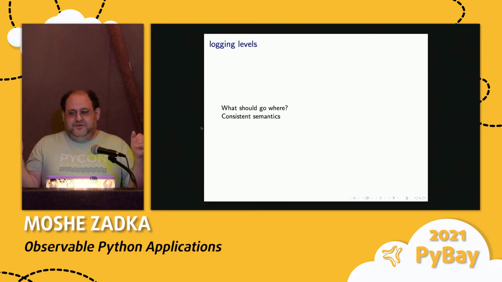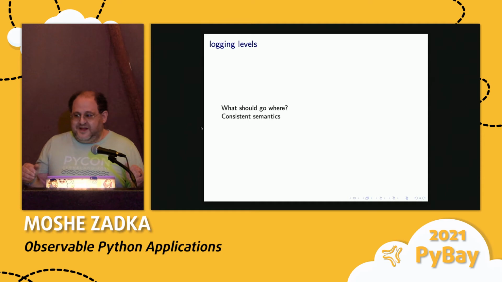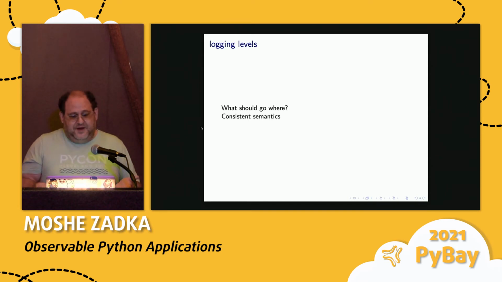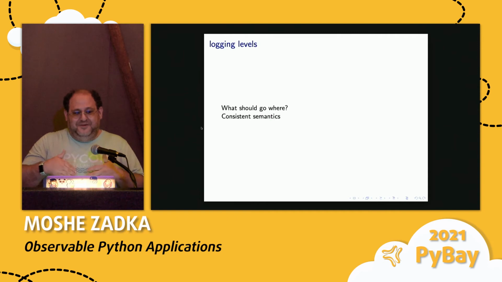This is just if you really are digging into this stuff, you should probably look at that. And levels try to answer what's going where. The only way levels can answer what's going where is if you have consistent semantics, meaning if you use info, it should mean the same everywhere you use info, because otherwise you can't put all the info stuff in one place and all the error stuff in another place.